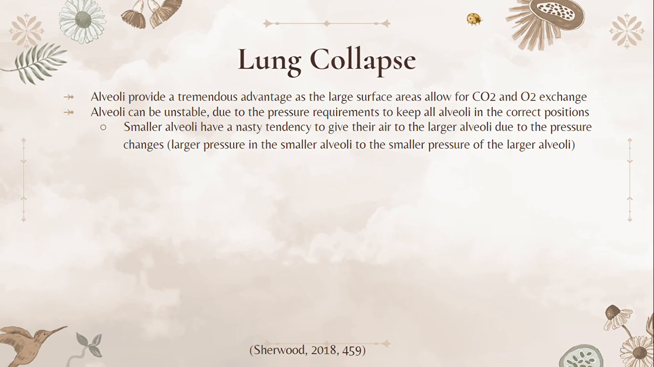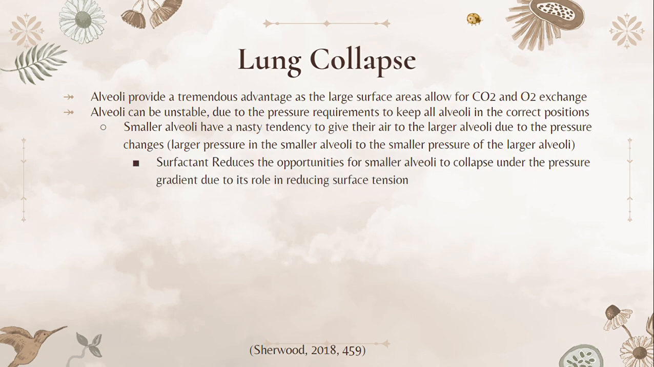So smaller alveoli are actually going to have more pressure than larger alveoli. And so what does pressure do? Well, pressure moves along its concentration gradient, right? So it's going to go from an area of high pressure, that small alveoli, to an area of low pressure, which is the larger alveoli. And that surfactant reduces the opportunities for the smaller alveoli to collapse because it reduces the surface tension.